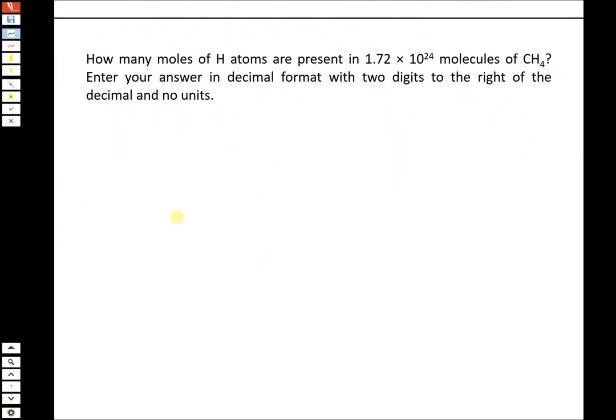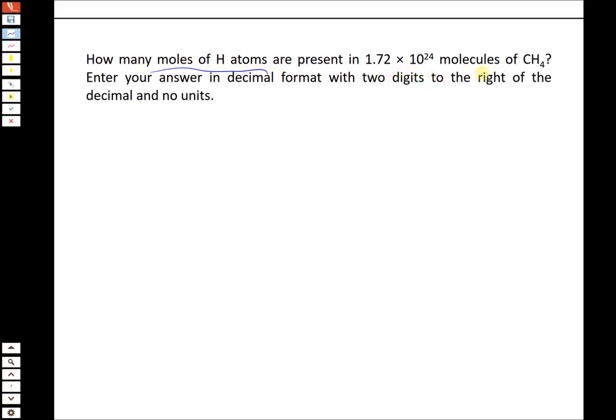And there's a couple of problems on this assignment that we didn't really think exactly about in class. I didn't give examples exactly like this, and it required us to really consider the definition of Avogadro's number and how it relates to the number of sub-fundamental particles that are making up a specific type of compound. So here what we want to find is how many moles of hydrogen atoms are present in 1.72 times 10 to the 24th molecules of CH4.